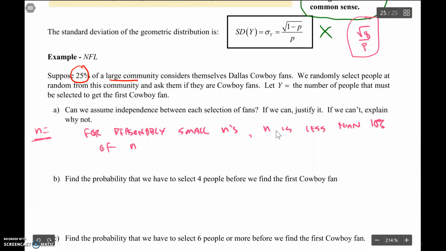10% of all Dallas Cowboys fans. I mean, there's probably hundreds of thousands of Cowboys fans. I'm going to get my first success in the first 3, 4, 5, 6, 7, 10, 20, even 100. So any reasonable sample size that I would pick is going to be less than 10% of all fans. So the 10% condition passes. And although technically I don't have independence, I can assume this pseudo independence, and I can assume that if I use the geometric model, it'll be approximately correct.